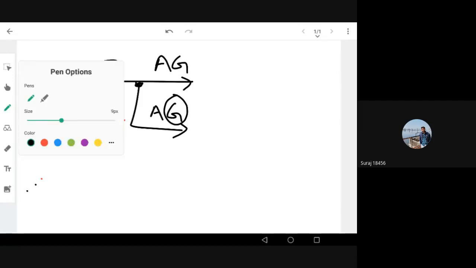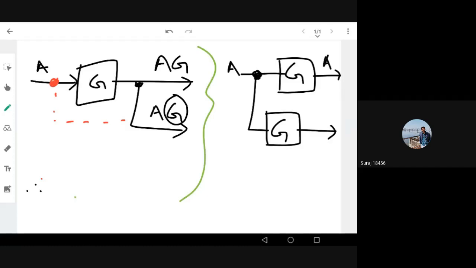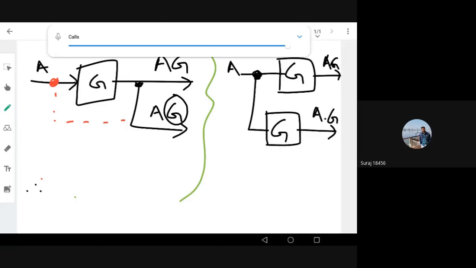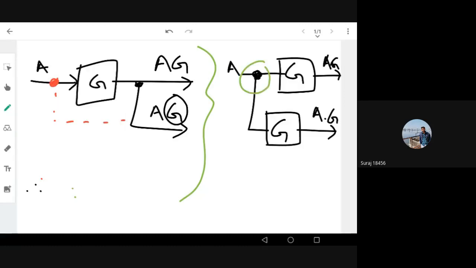So the net resultant block diagram will be A, gain, and this will also remain the same. Now this branch has to be here on the left side of the gain block, so I need to provide another gain G, so that both outputs remain the same. A into G is the output here, and here also A into G will be the output. So here what I have done is move the node point to before the gain block. This is the node point. I'm moving this node point to the left of the gain or transfer function block.